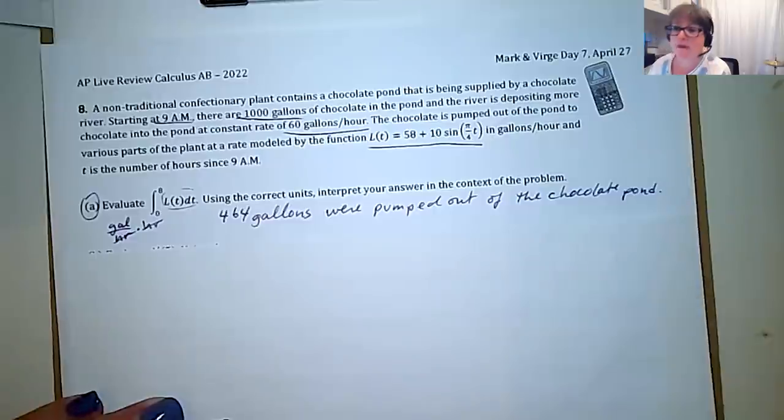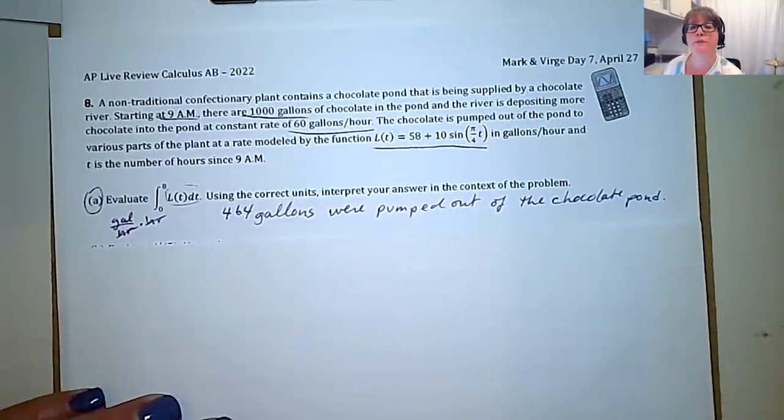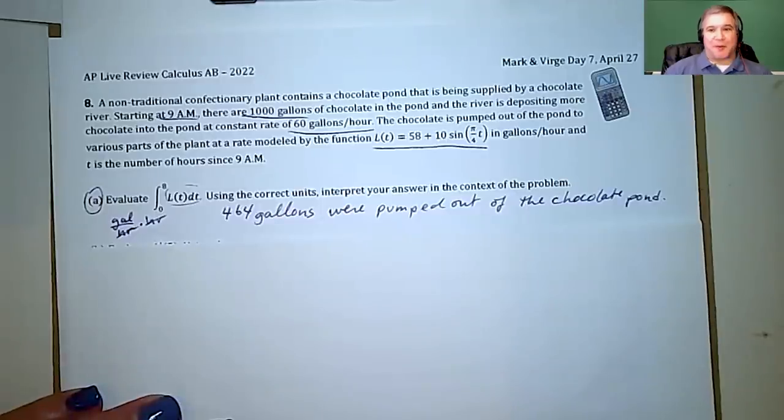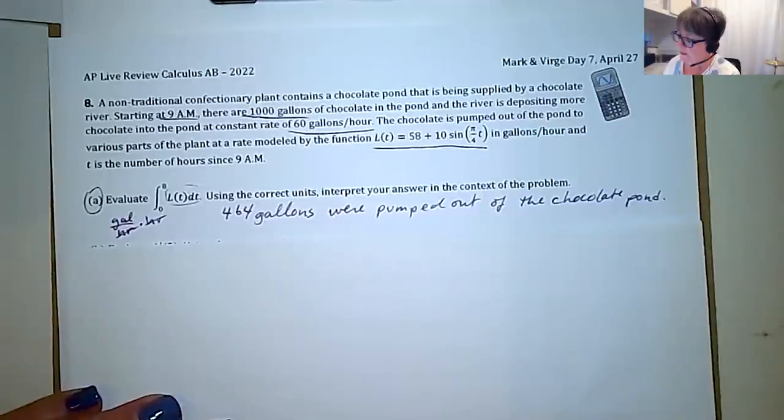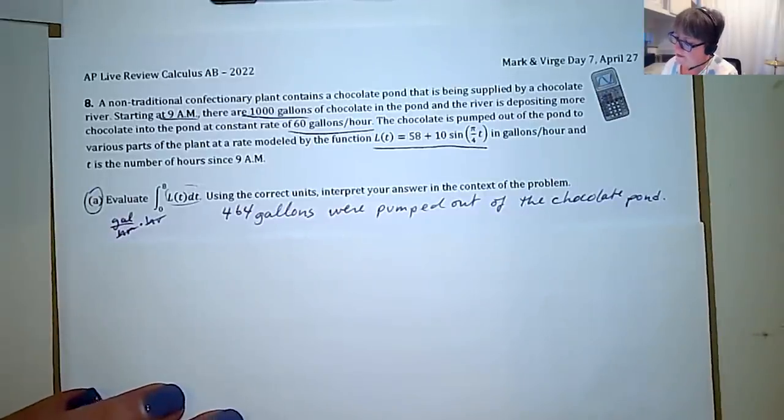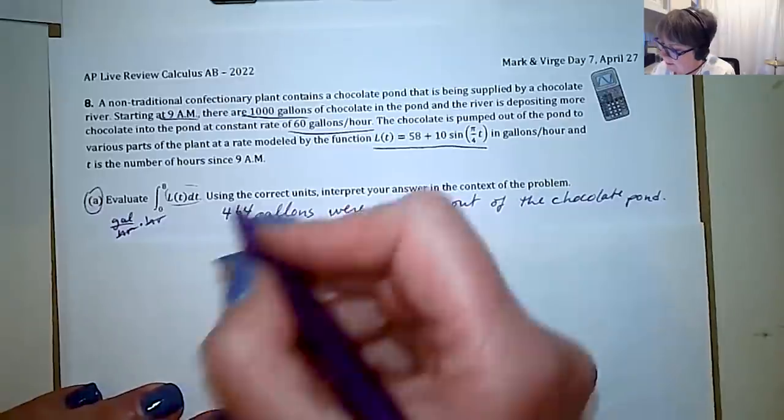And I'm going to leave it like that and have Mark tell me what's wrong with it. Actually, it's very right, but there's just something that's lacking. If you're asked to interpret the expression, you need to interpret everything in it. And we haven't addressed what the 0 to 8 represent. So I would have to say 464 gallons were pumped out of the chocolate pond.